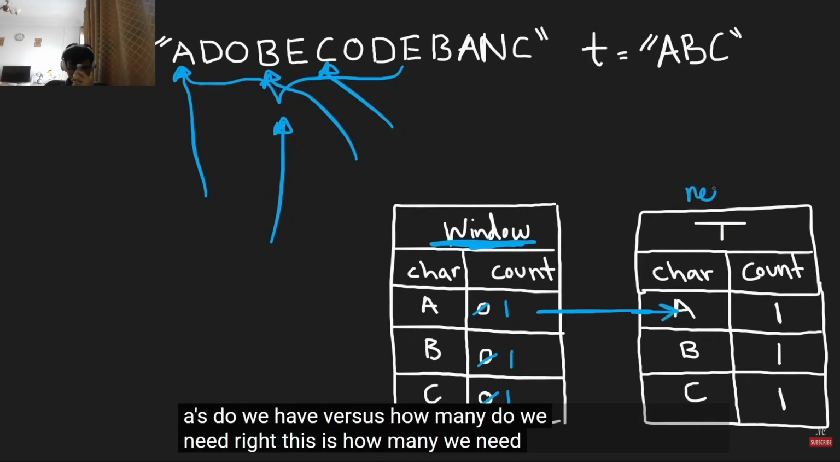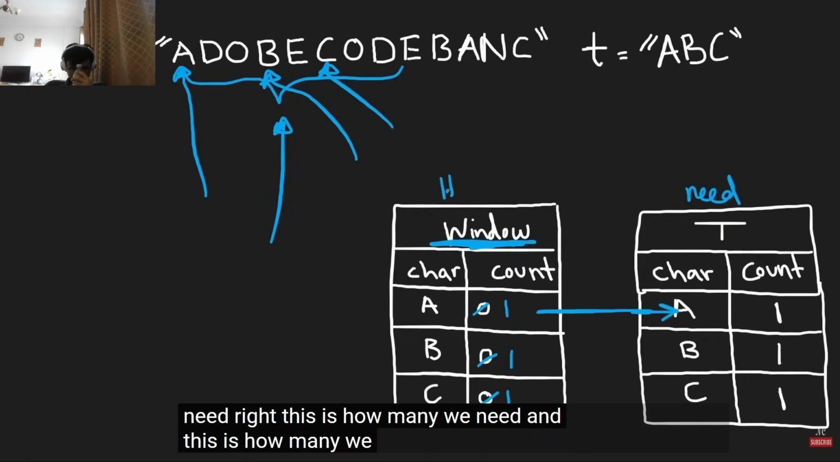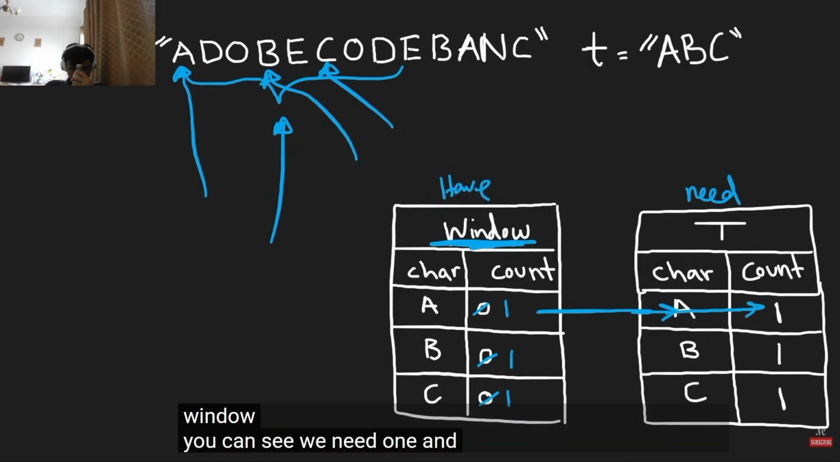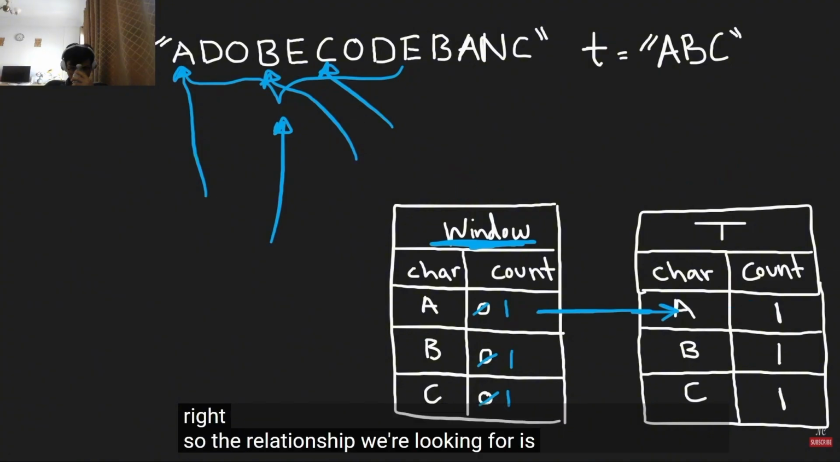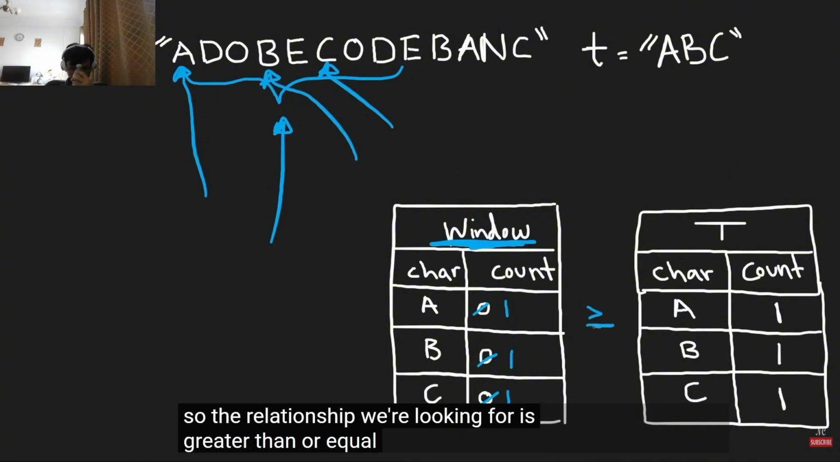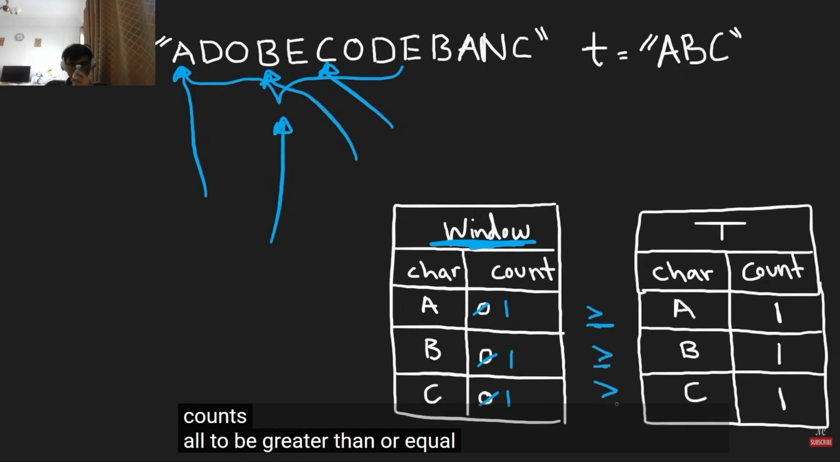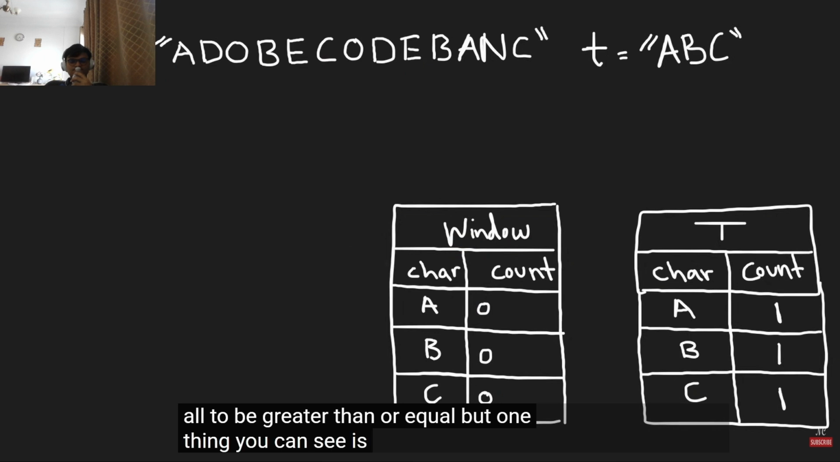This is how many we need, and this is how many we have in our current window. You can see we need one and we have one, right? So the relationship we're looking for is greater than or equal. We want the counts all to be greater than or equal. But one thing you can see is brute forcing is going to be difficult, right?